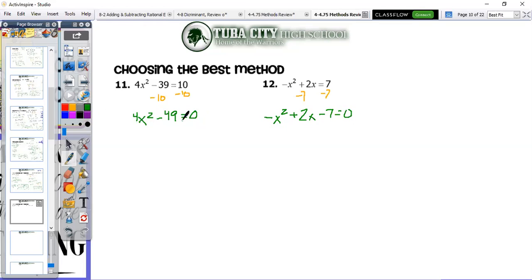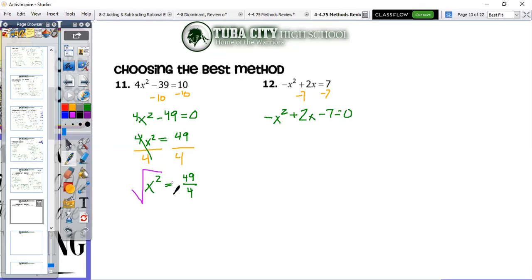This one looks like we may be able to get a square number out of it. So I'm thinking we should use completing the square. So I'm going to go ahead and add 49 to both sides. That's going to remove 49 from this side and move it to this side. Divide both sides by 4, because in this case I'm just trying to solve it like a normal algebra problem. x squared equals 49 over 4.